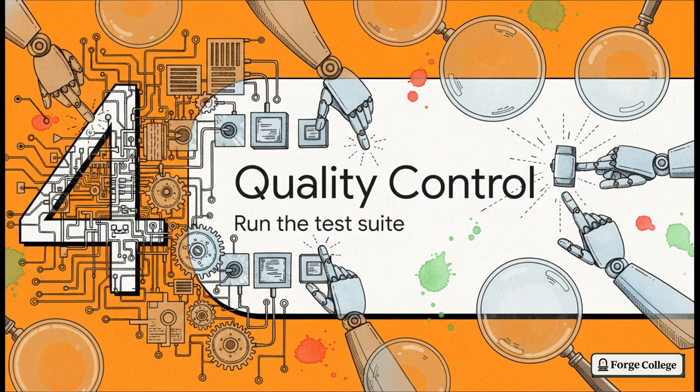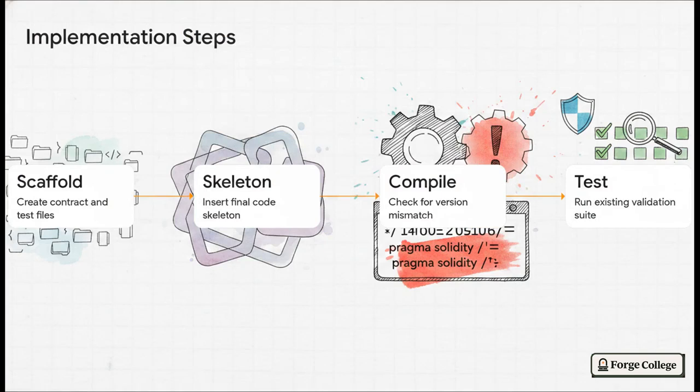All right, Section 4, Quality Control. Time to run the test suite. We've built the skeleton, we've wired the mappings, and now it's time to run our beautiful machine through a rigorous stress test. Here is our build, implement, and test loop.